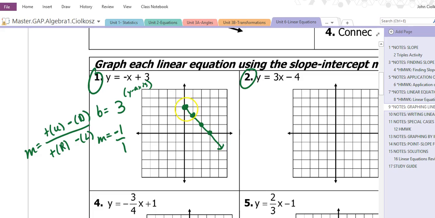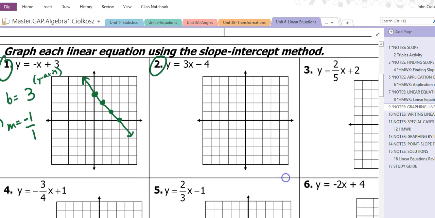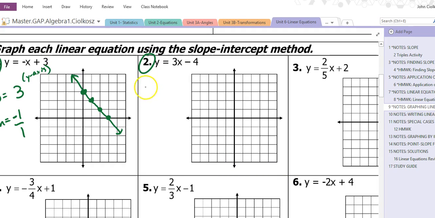Now in some of these graphs you may only need to fit one other point. That's fine, but if you can fit more than one, I would suggest doing it. Let's take a look here at number 2. So here my b, it's minus 4, so it's going to be negative 4. My slope, it's 3, and it's a whole number, so I'm going to put it over 1.